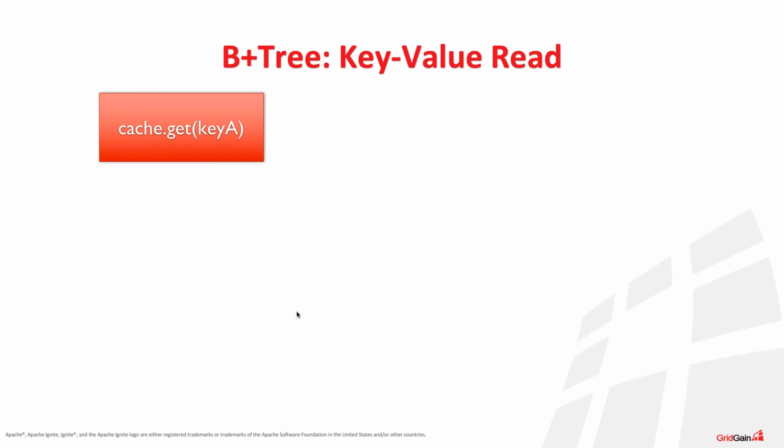So, okay, here our application tries to get a value for key A. First of all, as in previous Apache Ignite releases, we need to find out a primary node for this key. So we are going to use the affinity function to find out the primary node, and we will send a remote network request to that node, asking for the value for this key.